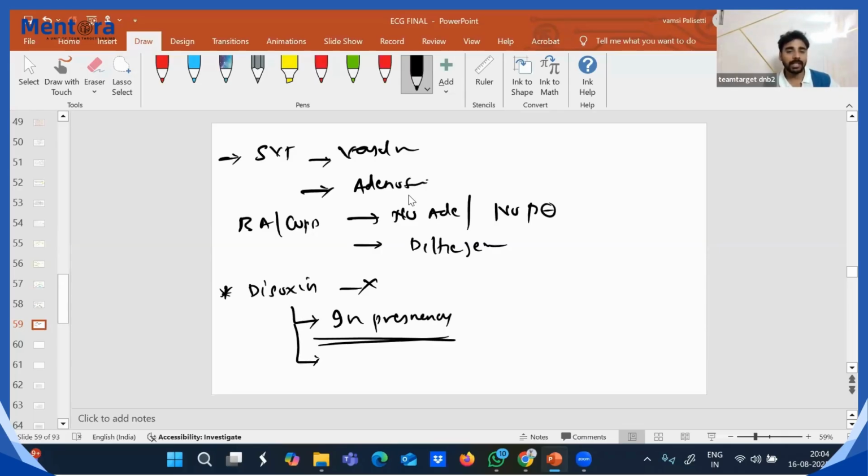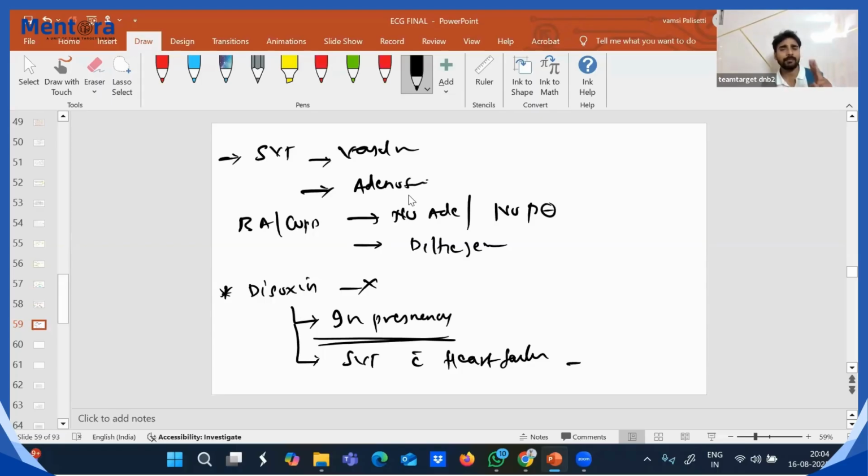One more important point again. If any SVT with heart failure, the drug of choice again is digoxin. Why? Heart failure is there, so you cannot give beta blockers, you cannot give calcium channel blockers, because they decrease the inotropic effect on the heart. The only thing is digoxin, it has a positive inotropic effect. Because of that, you are giving it in SVT with heart failure.